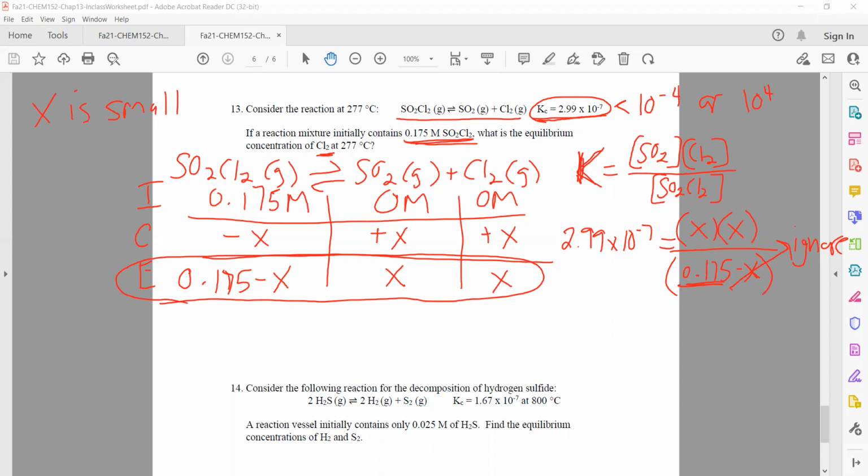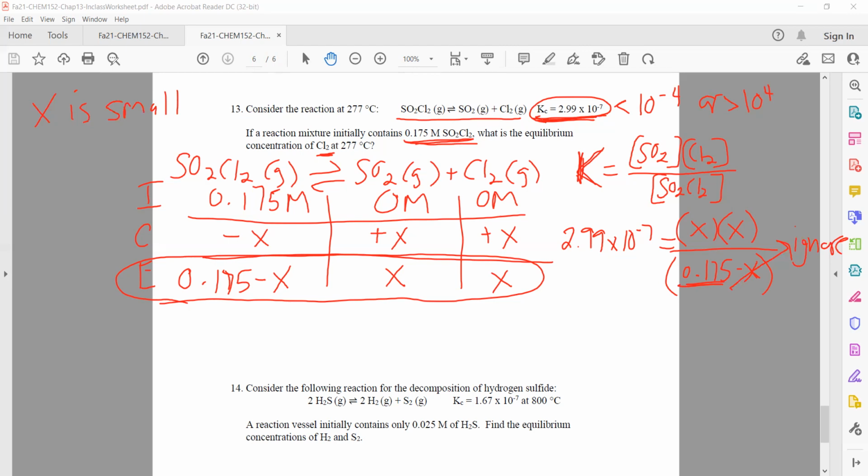Okay. So that is when we will ignore x. Again, it relates to our constant here, whenever it is less than 10 to the negative 4th, or I should say greater than 10 to the 4th. If it's between those two, then you don't get to use the x is small approximation, and that will be true for things like problem 12 on our in-class worksheet here.